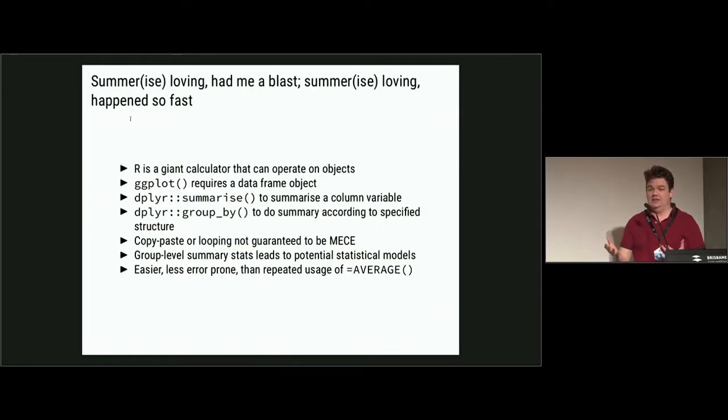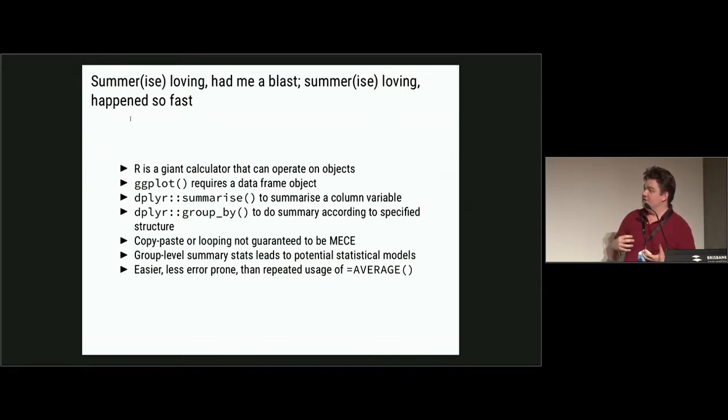So R is a giant calculator that operates on objects. Things like data frames are really good for doing basically anything in stats. ggplot requires a data frame. It turns tidy data into a graphical picture. Summarize turns tidy data into a set of summary statistics. Group by, then piping to summarize, turns a structured data frame into a structured set of summary statistics.